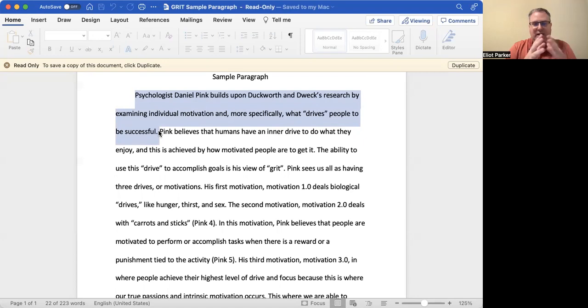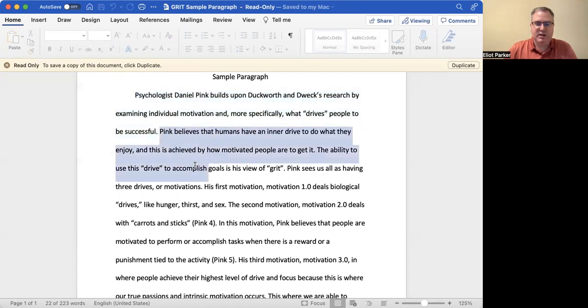If you wanted to do a Pink paragraph first and then do Duckworth and Dweck second and third, or shift that around and shape it up differently, you can certainly do that. But you want to have a topic sentence that serves as a transitional sentence that shows Pink's ideas are connected to Dweck and Duckworth, while also explaining what his view of grit is and where it comes from. So here's the second section, an explanation of, broadly speaking, what's going on as we move through this paragraph.